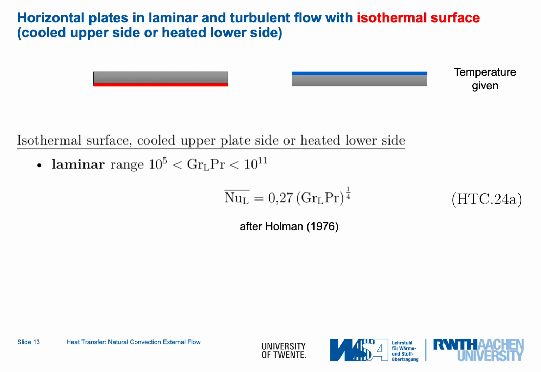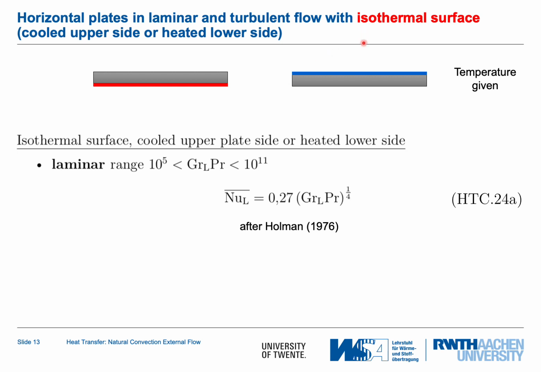We can then look at the next case, where we have a horizontal plate in a laminar and turbulent flow with an isothermal surface, but then we have a cooled upper side and a heated lower side. This case is different from the one before, because if we have a heated upper side, the flow can freely move upwards. But if we have a heated lower side, then the flow has to curve around the plate, so the plate itself is blocking the flow. That means that we have less efficient heat transfer.